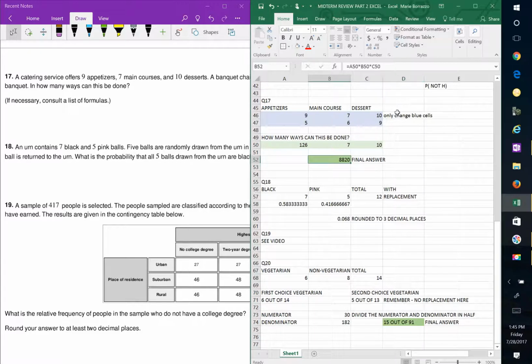This is the product of 126 times the 7 times the 10, and that is your final answer for number 17. How many ways? Nothing fancy there.